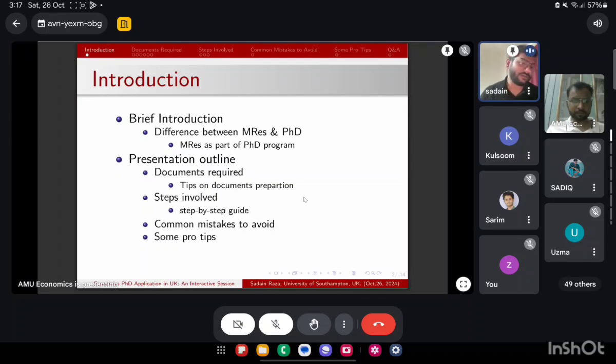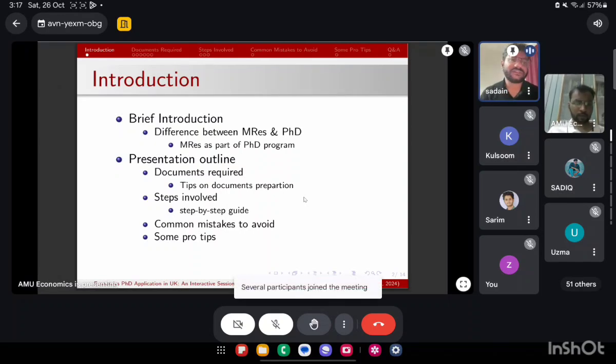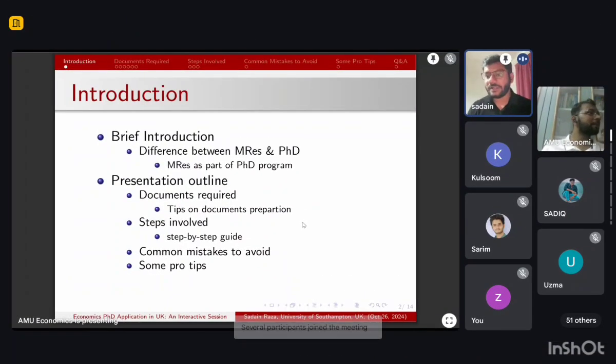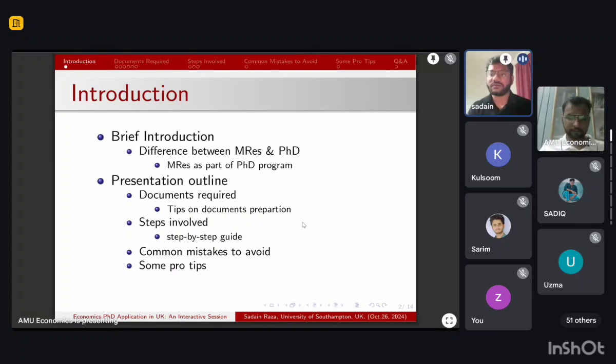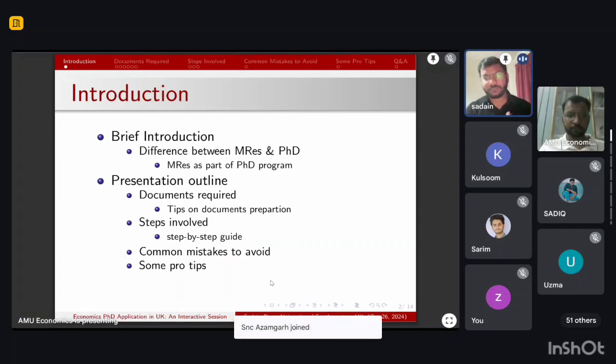Second thing is that after this brief introduction about PhD and MRes, this is my presentation plan. First I will discuss the documents required. I think this is one of the most important parts of the PhD application, the thing that you do before sending your first email to the potential supervisor. In my opinion, this is something that needs the most effort.